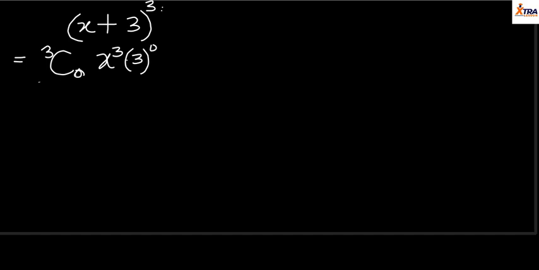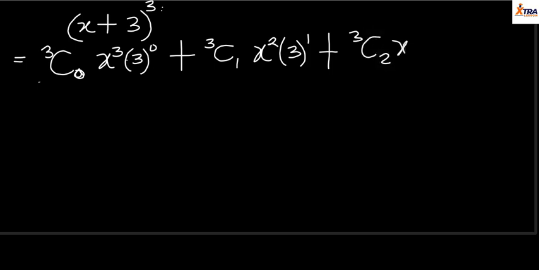Moving on, we have plus, since the first one was 3 combination 0, the next one now will be 3 combination 1. From 0 we move to 1. Now the same thing happens here. Our power of x reduces from 3 to 2, while the power of 3 here increases from 0 to 1. Moving on, we have 3 combination 2 now. We have x raised to power 1. So our power of x reduces from 2 to 1, while our power of 3 increases from 1 to 2.